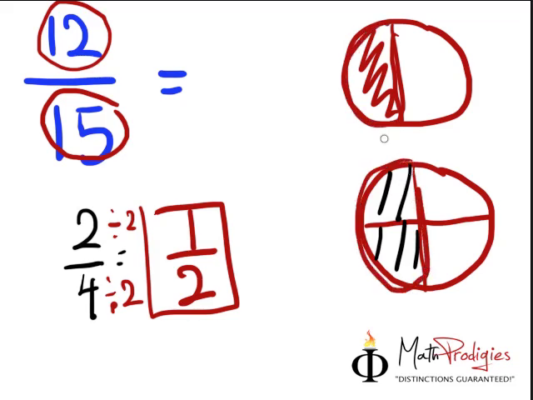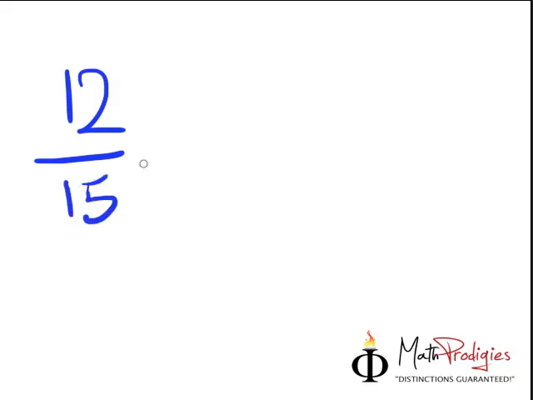Okay, so same thing, 12 over 15 now. What do I do? 12 over 15, I must make it smaller. So you can try with 2 first. Can we divide both by 2? 12 divided by 2 gives me 6. Yes, I can do that. 15 divided by 2 cannot, there will be a remainder.